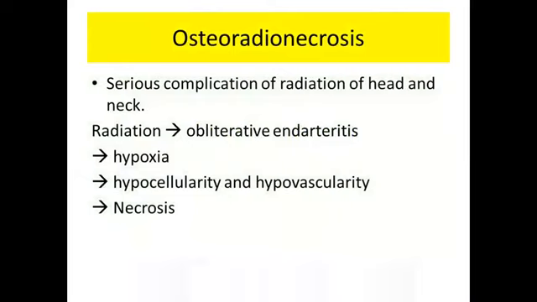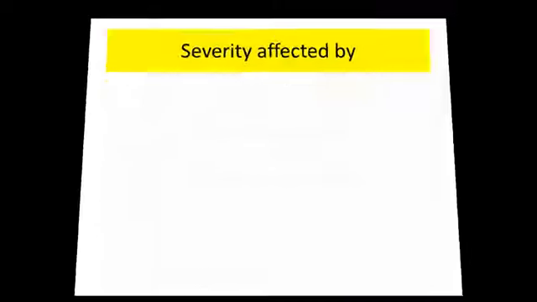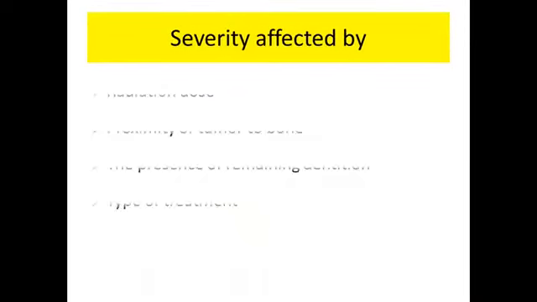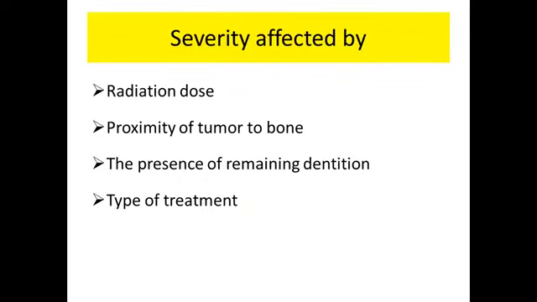Osteoradionecrosis. This is a serious complication of radiation of the head and neck. Radiation causes obliterative endarteritis. This causes hypoxia, hypocellularity, and hypovascularity, which lead to necrosis of the jaw. The severity is affected by the dose of radiation, proximity of the tumor to bone, the presence of remaining dentition, and type of the treatment.